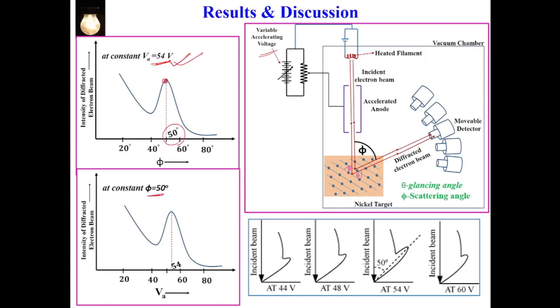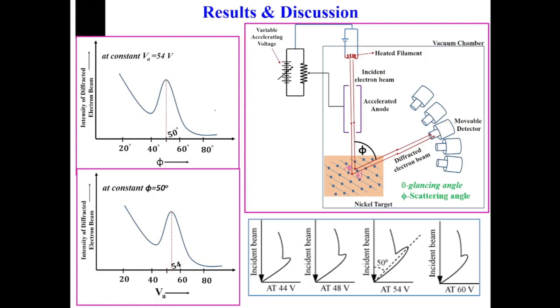Here at exactly 50 degree, at constant scattering angle, when this movable detector is fixed at this angle and we increase the accelerating voltage, it is found that at 54 volt exactly, we found the maxima. So these are the two results they found from this experiment.